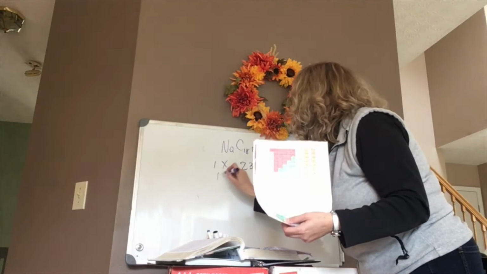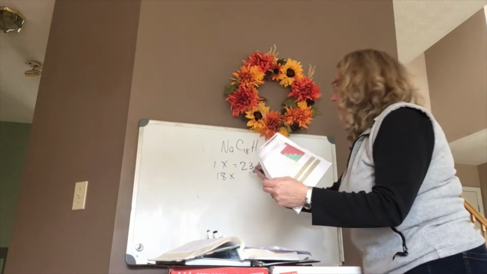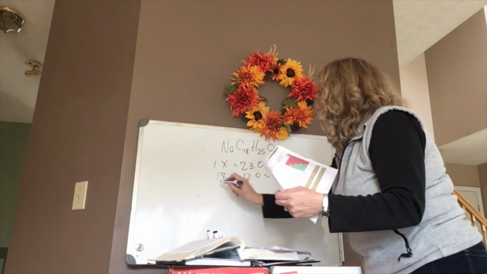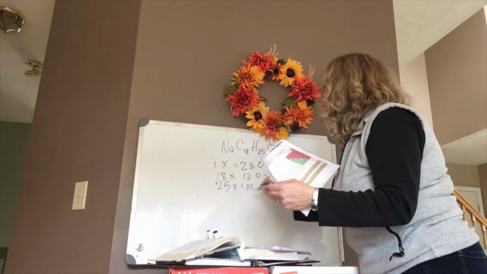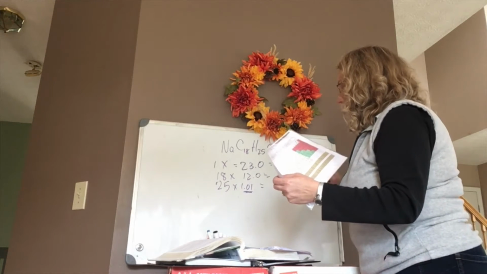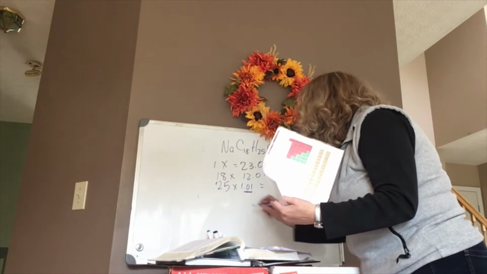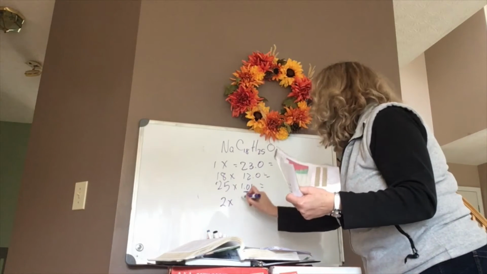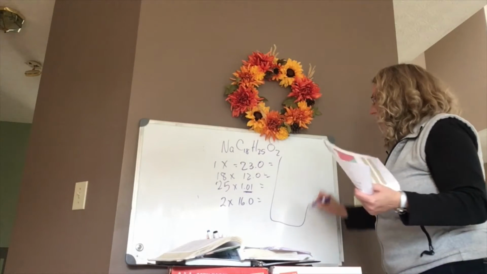Then there's 18 carbon. So you've got to find carbon on here, and that's 12.0. Got to add that up. There's 25 hydrogens, and that's 1.01. So watch out, that has a couple extra significant digits there. And then you have 2 oxygens. So you have 2 times oxygen, which is 16.0. Okay, so then you have to add those all up.